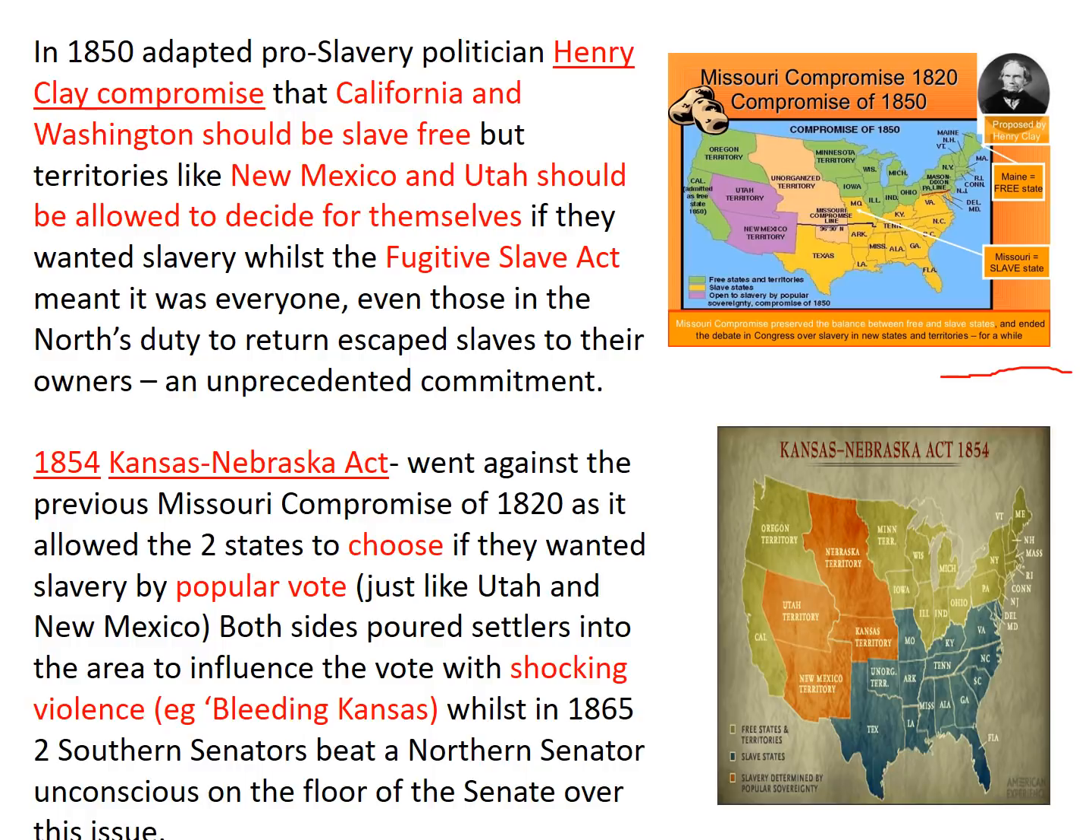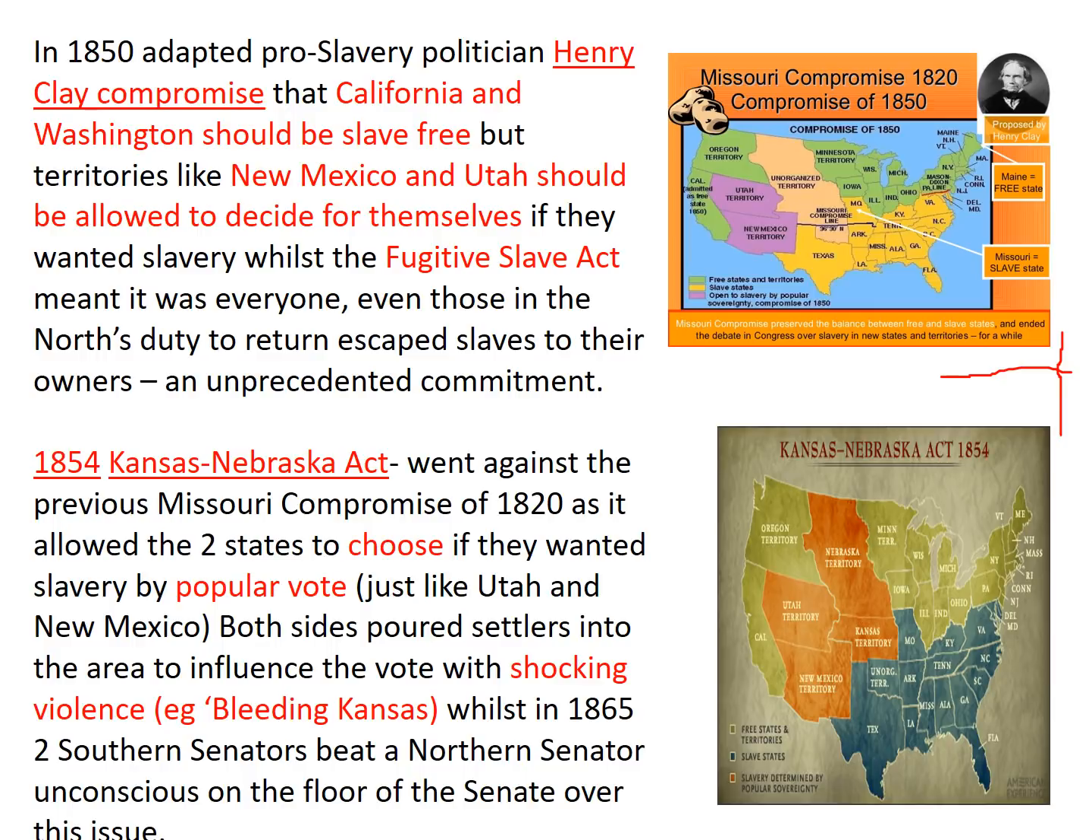Now that's a major decision. So we've got the previous one going further to the anti-slavery, and now we're having a move towards the pro-slavery because of this choice. Both sides throw their settlers into the area, trying to influence the vote, trying to make sure the vote goes their way. Massive, awful violence known as Bleeding Kansas.